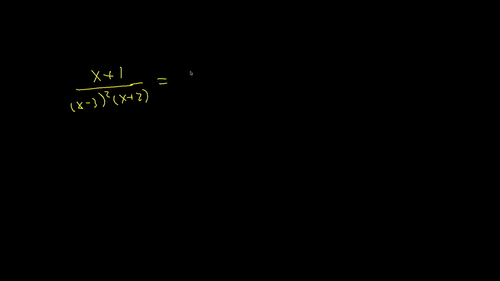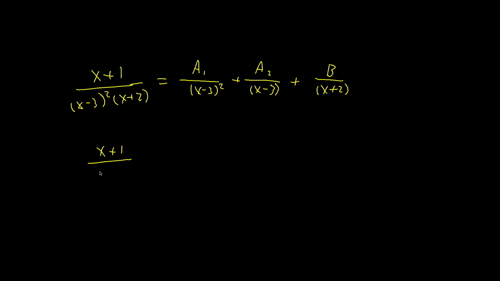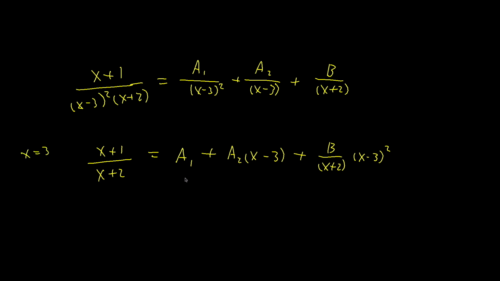Alright, so this would break down. Now I'm going to multiply both sides by this x minus 3 squared term. So this becomes x plus 1. Now to solve a1, we could substitute the root again, which was x equals 3. And that gets wiped out, so then a1 is equal to x plus 1 over x plus 2 when x equals 3.